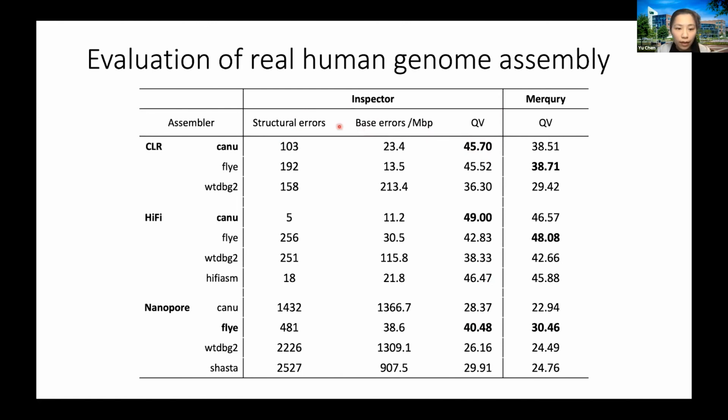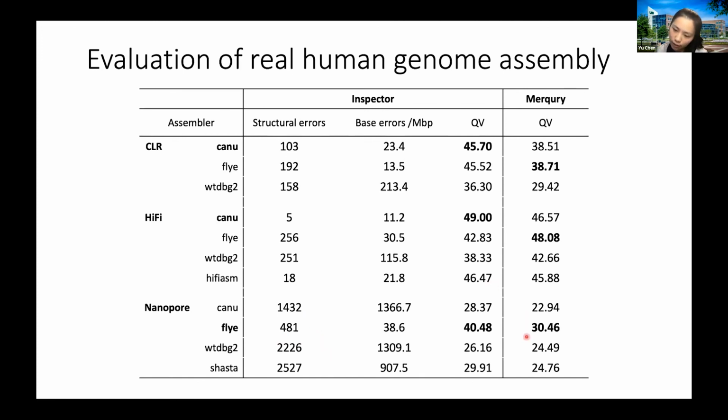So if we compare the performance of different assemblers, we see Canu is having the best quality score for the CLR assembly and also for the HiFi assembly. And in the nanopore assemblies, Flye instead gets the best result. And they actually have significantly fewer errors than the other 3 assemblers.